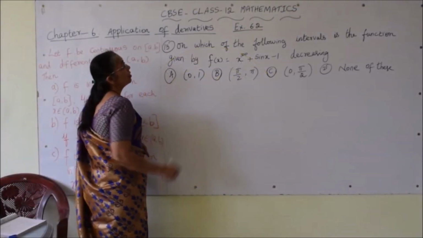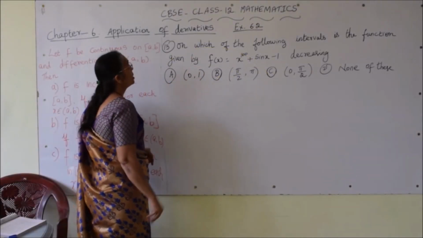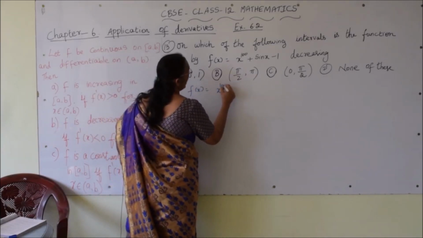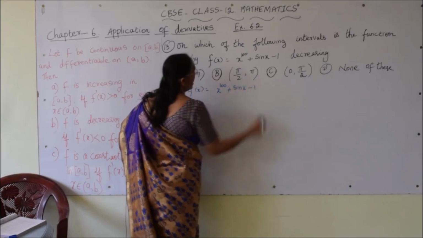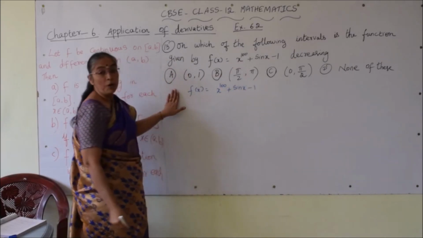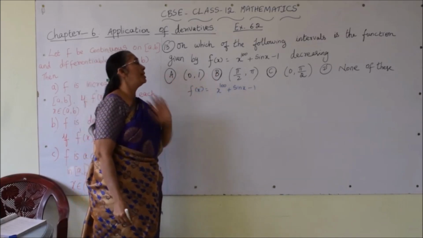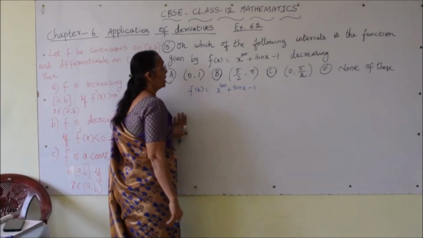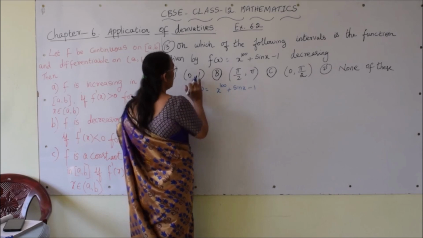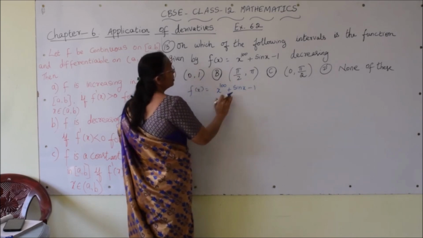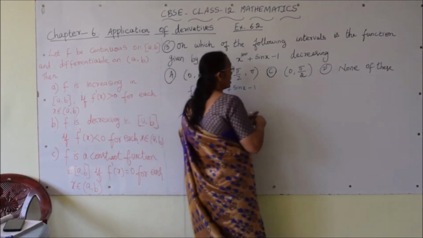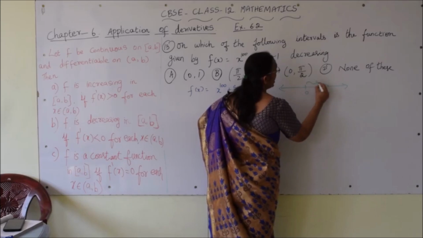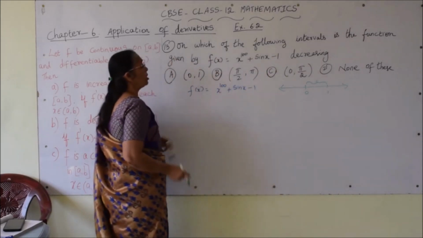Problem number 13: on which of the following intervals is the function given by f of x equals x power 100 plus sin x minus 1 decreasing? So, we have to check in which of these following intervals the given function is decreasing. Now, f of x is x power 100 plus sin x minus 1. We have to check in the interval 0 comma 1 whether this function is increasing or decreasing, that is here 0, 1. So, in this particular interval we have to check whether the given function is decreasing or not.